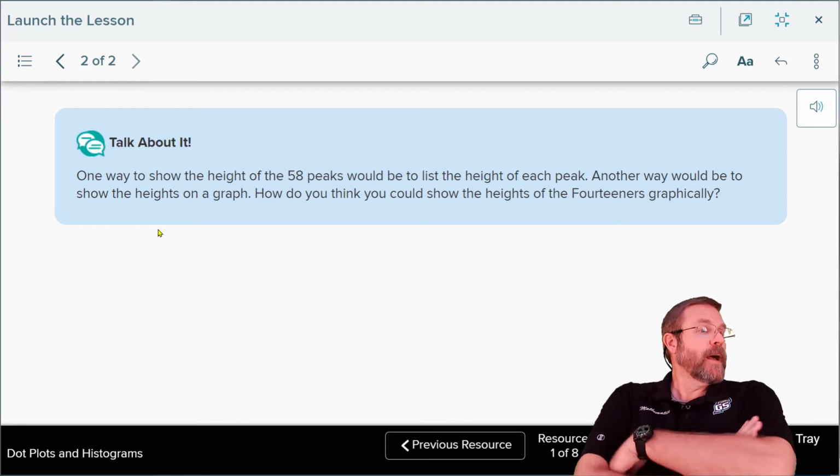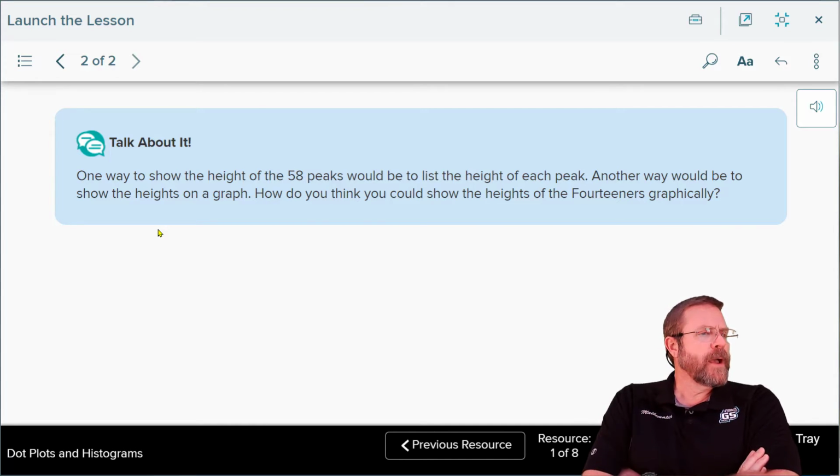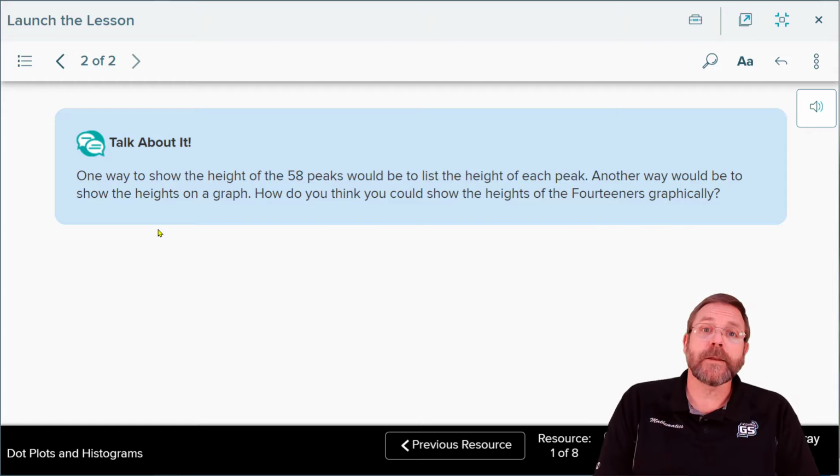One way to show the height of the 58 peaks would be to list the height of each peak. Another way would be to show the heights on a graph. How do you think you could show the heights of the 14ers graphically? These are some of the things we're going to be talking about in today's lesson.